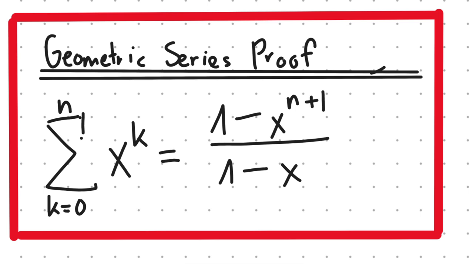To another Daishinfinity video. In this video, we're going to prove the geometric series, and the geometric series is shown as the sum as k goes from 0 to n of x to the kth power, that is equal to 1 minus x to the n plus 1 divided by 1 minus x. Now this is the general version for the geometric series.